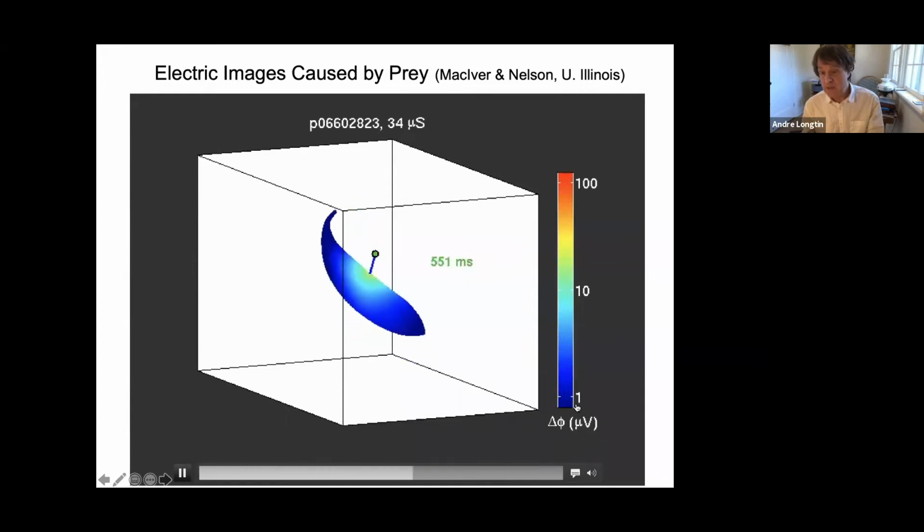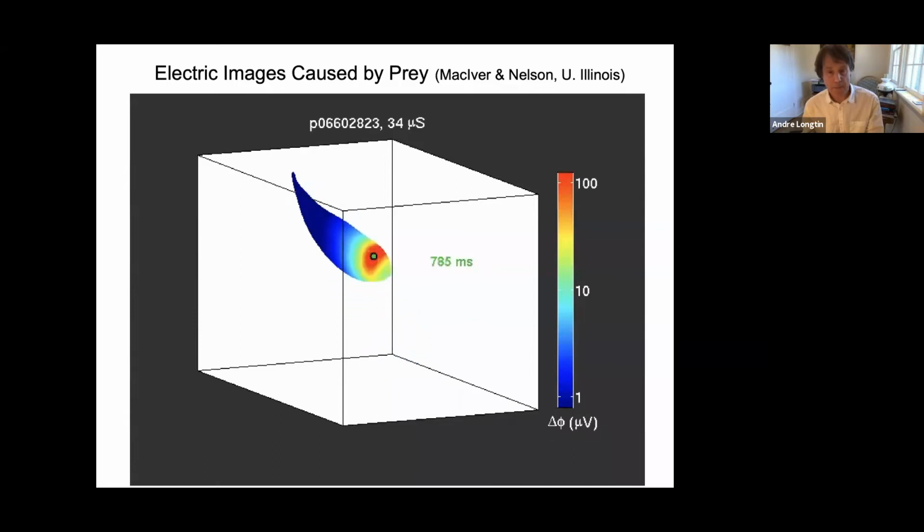It's in the range even less than 1 microvolt. These are extremely sensitive animals. Okay, and we're trying to figure out, how does that work in particular?